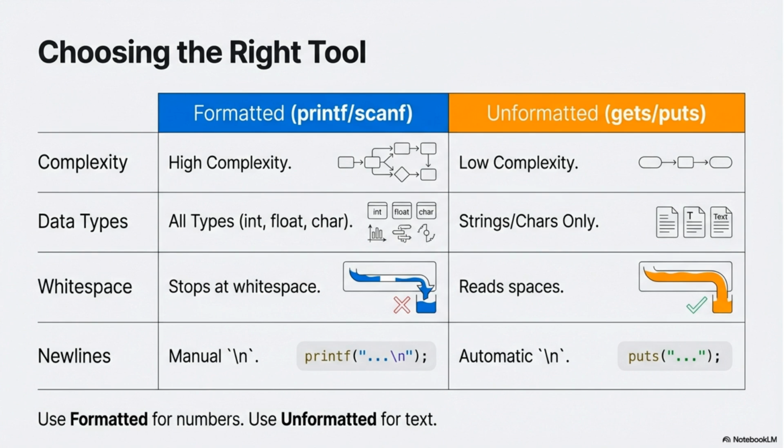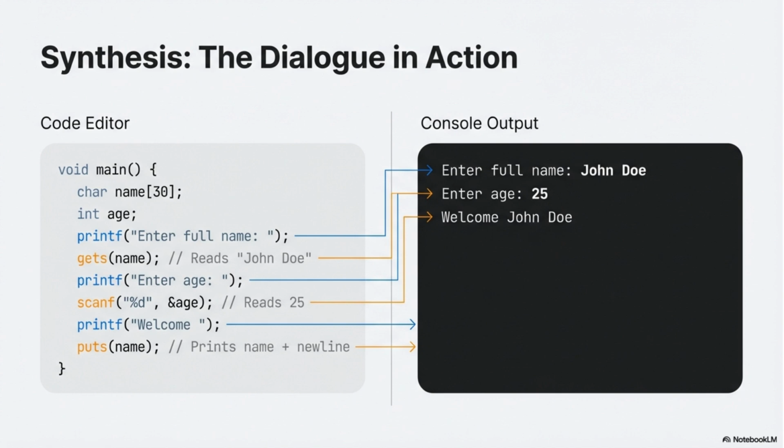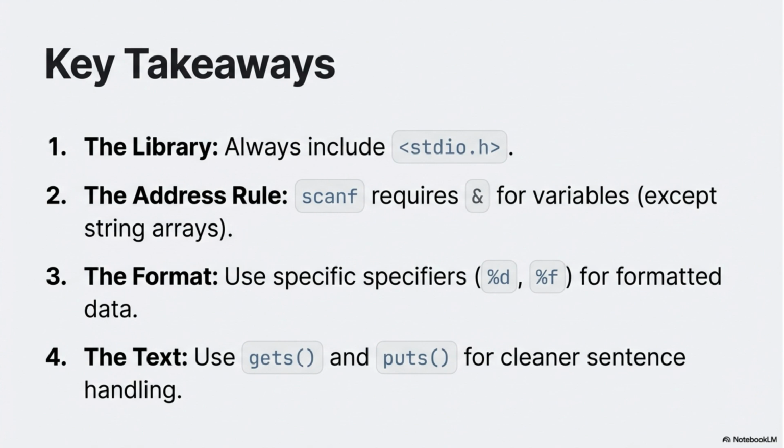When choosing the right tool, remember that formatted I/O is complex, handles all data types, and stops at whitespace. Unformatted I/O is simpler, primarily for strings, and reads spaces. Here is an example demonstrating the dialogue in action. We use printf to display prompts, gets to read the full name, and scanf with a format specifier to read the age.